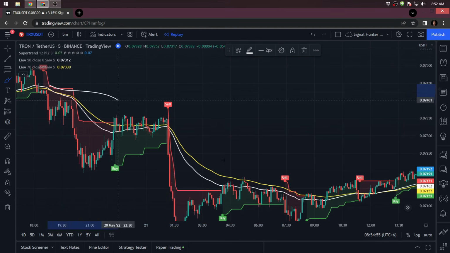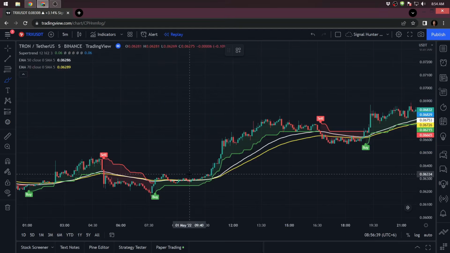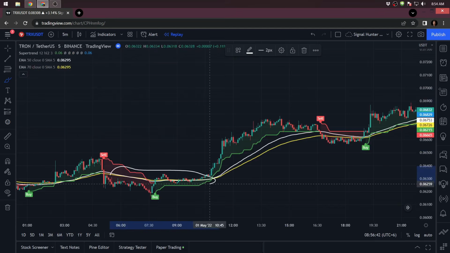In this time we just take a short position, and we avoid trade if the EMAs are crossing each other like this. So now let's see how you can generate buy and sell signals with the powerful Supertrend indicator and the EMA combination.